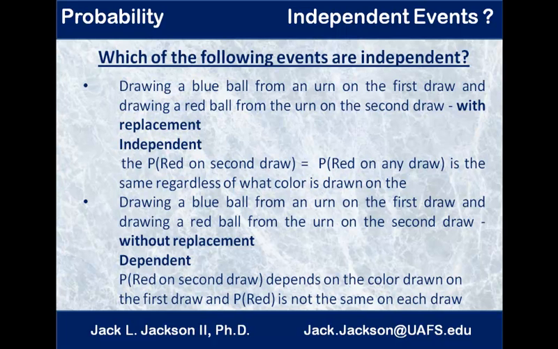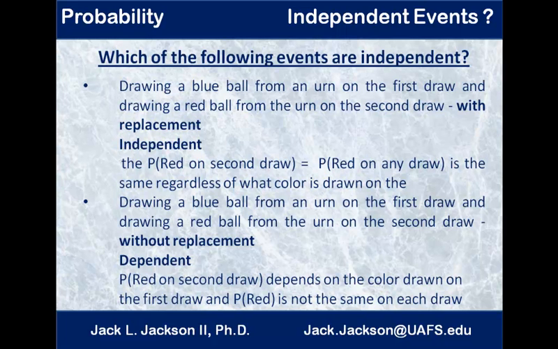On the other hand, if we do this without replacing it, drawing a blue ball from an urn the first draw and then drawing a red on the second, are dependent events. In fact, drawing the red on the second draw, whatever that probability is, depends on what color was drawn the first draw. If we draw a red the first time, notice then the proportion of reds in the urn on the second draw is less than it was the first time, and so the probability of red is going to go down from what it would be just drawing it the first time.